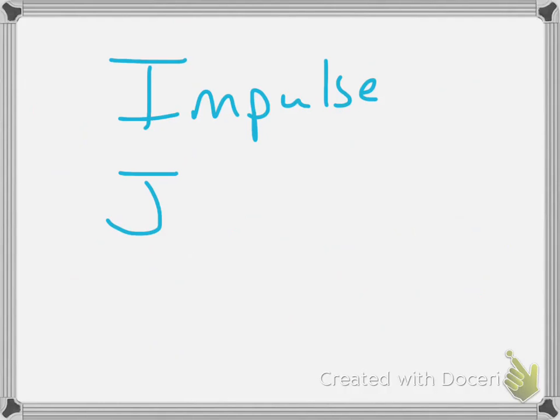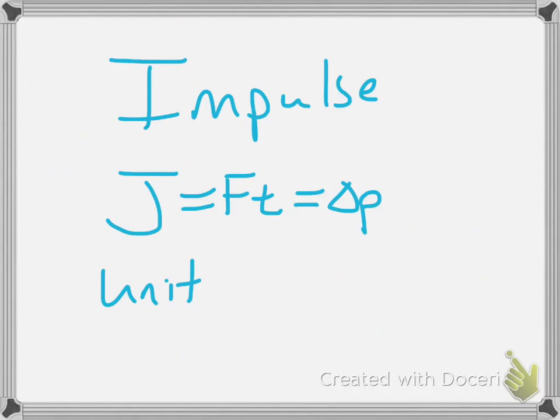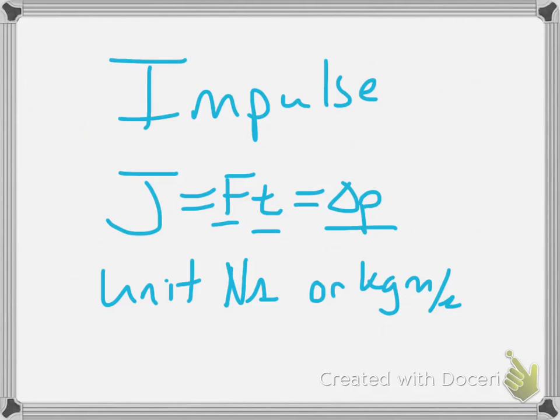signified by a J, is equal to force times time, which is then equal to the change in momentum. And the units for this one can be a Newton second, which is a unit of force times a unit of time, or it can also be a kilogram meter per second. They both mean the same thing. So what this means is that when you apply a force to an object over a certain amount of time, it's going to change the momentum of that object. So applying a force over an amount of time changes that momentum.